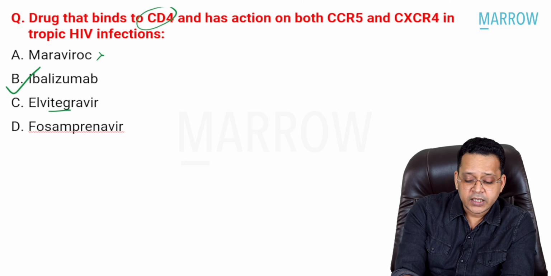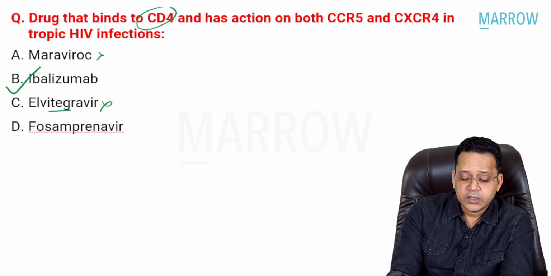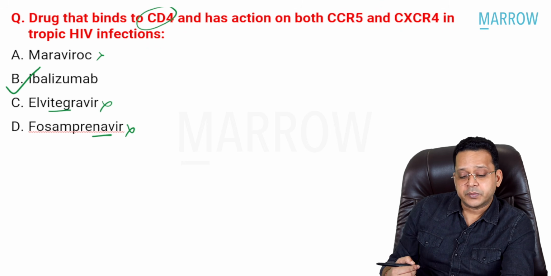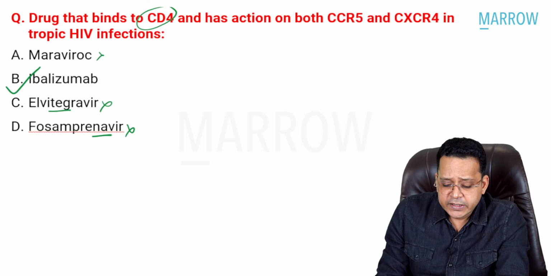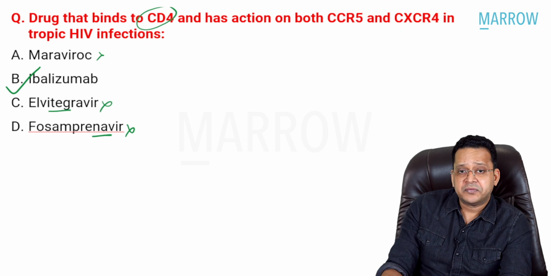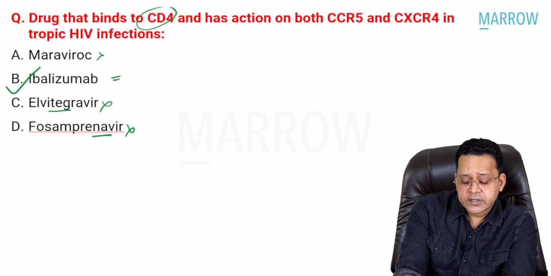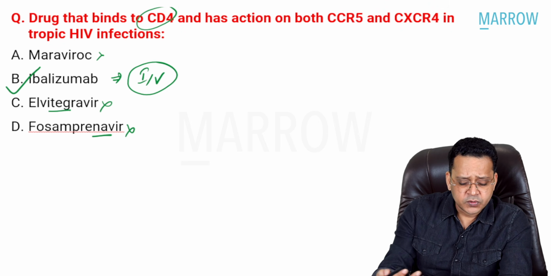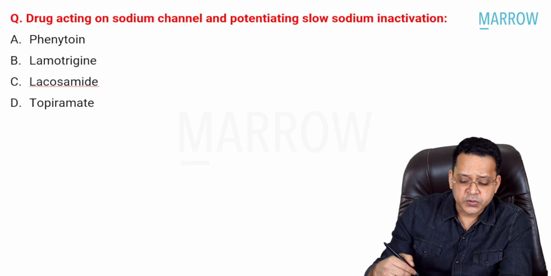Elvitegravir, it is an integrase inhibitor, not an answer. Fosamprenavir, and I've told you navirs are protease inhibitors. So all of these drugs, they do not bind to CD4. The only drug that binds to CD4 is ibalizumab, and it's a drug that is given by IV route, intravenous route. So it's again a pretty direct MCQ, directly asked, right? There's nothing difficult in this question.